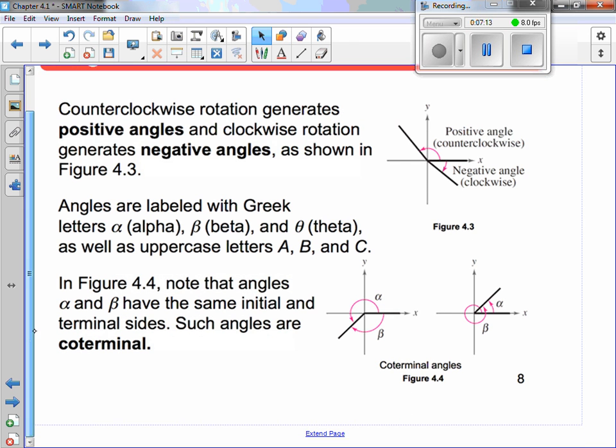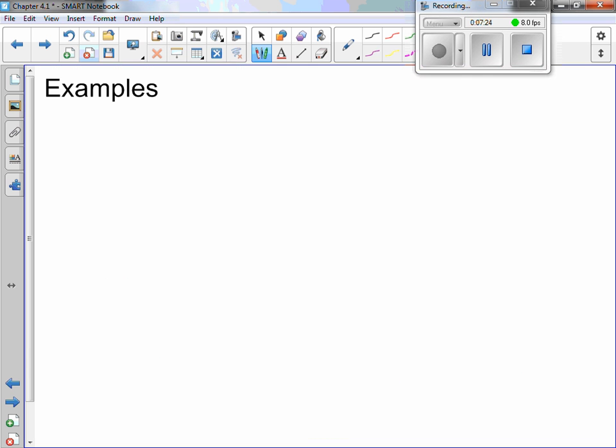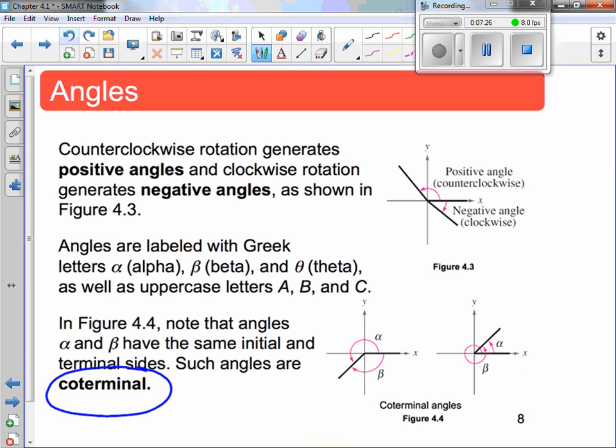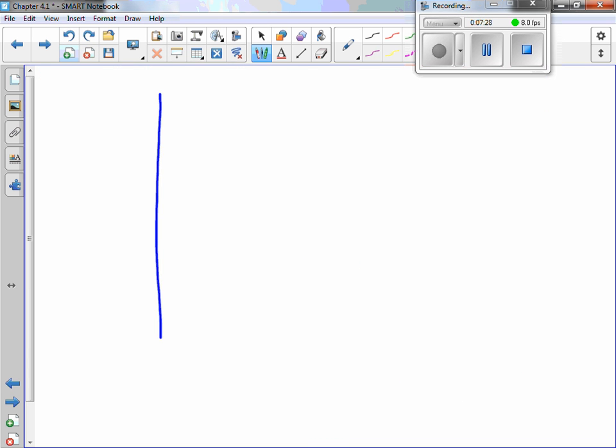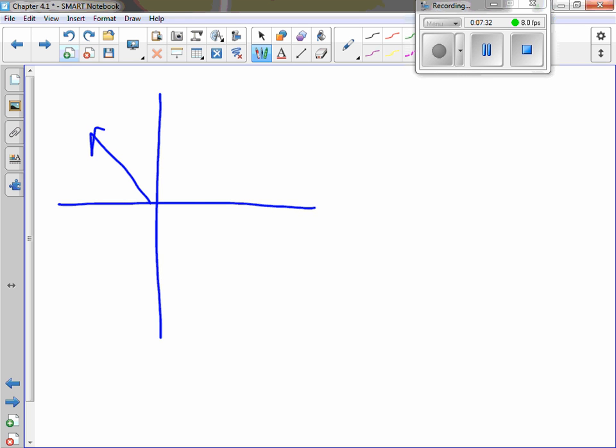Now, what we also have is something called coterminal angles. Coterminal. Let's go back. So if I talk about an angle here, I'm going to say this here. Go in this direction, it's 120 degrees. Yes? So we go 120 degrees.